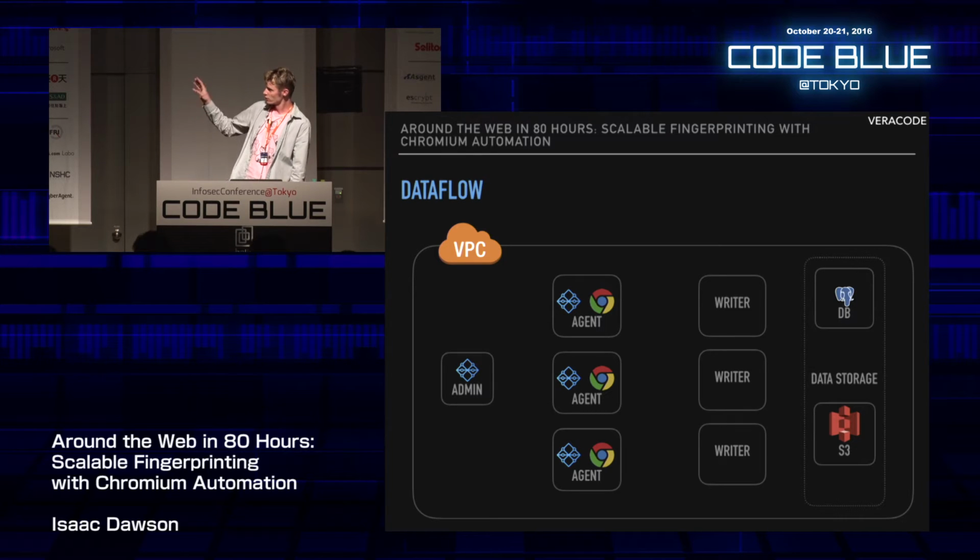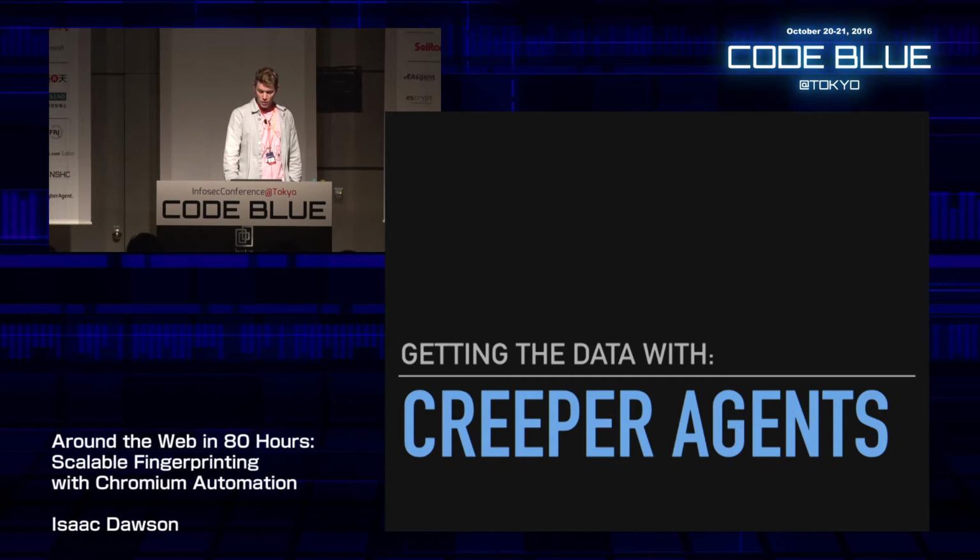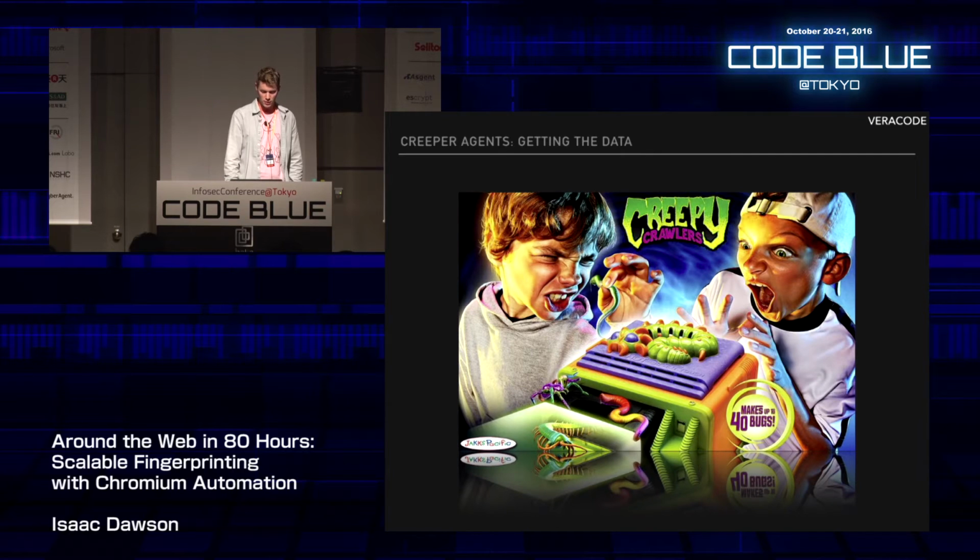So here's kind of what it looks like from a visual aspect. So the agents, as they come online, they'll talk to the admin server. The writers will all communicate to all the individual agents. And then depending on the type of data, they would either push it to the database or S3. So my system is called Creeper. So I'm going to talk about the actual agents themselves. For those who are not aware, there's a game in the 80s called Creepy Crawlers. All the names like Spider and Arachnid have already been taken, so I just came up with Creeper instead.